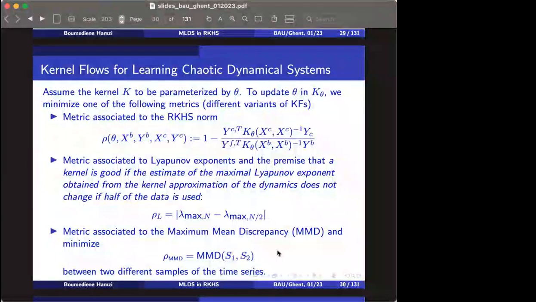Now, I forgot to talk about the fourth metric that we used recently, which is about attractor reconstruction. So here we say that the kernel is good if the Hausdorff distance between the reconstruction of the attractor from capital N points versus a reconstruction of the attractor from capital N over 2 points is small. So that would be the fourth metric.